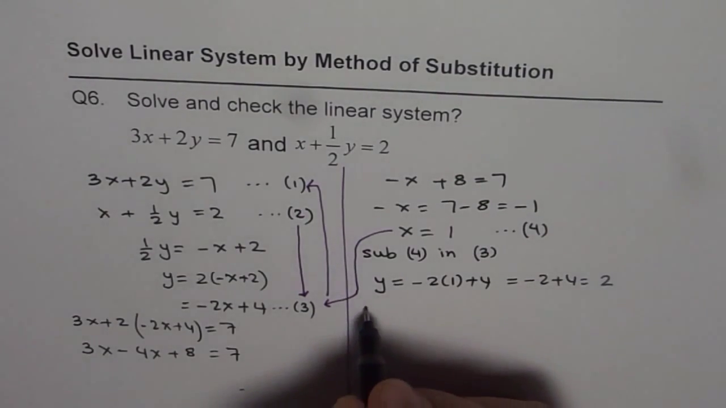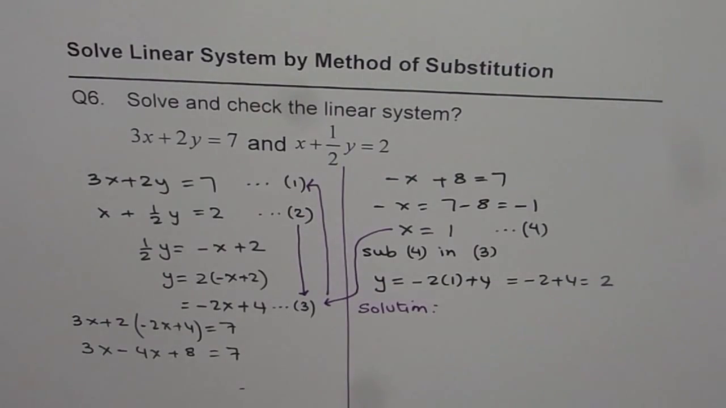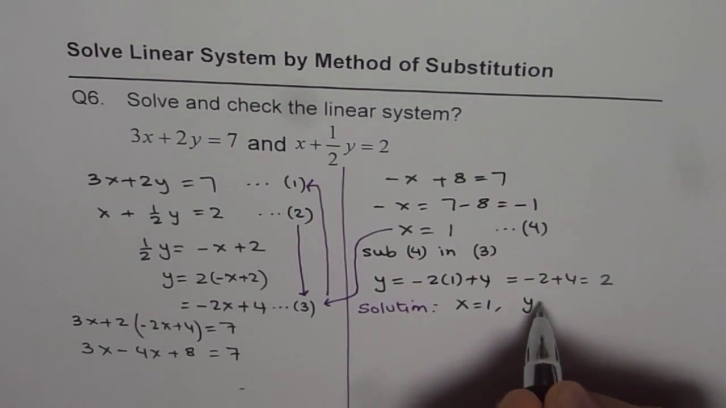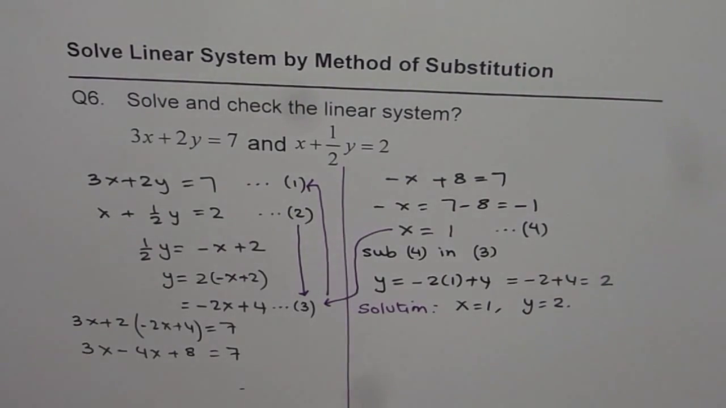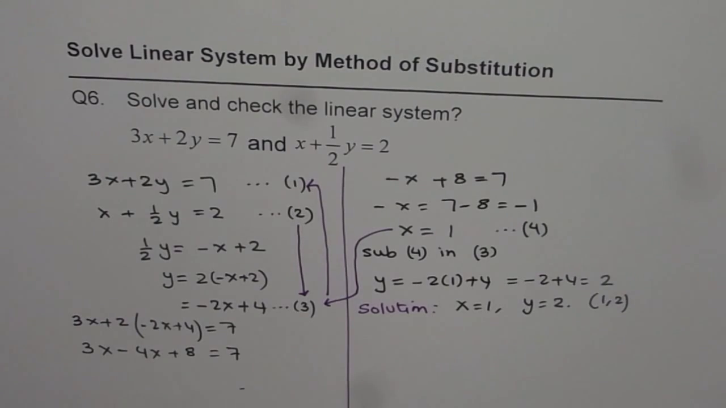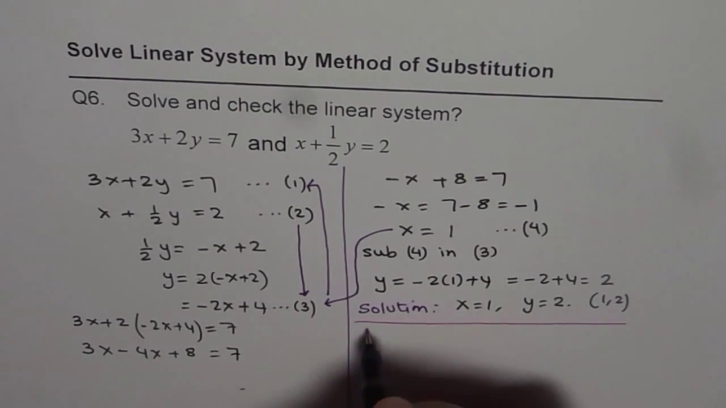So we can write down the solution now. The solution is x equals 1 and y equals 2, right? In coordinate points, we can write this as (1, 2) also. The second part of this question is to check the solution. So let's now check the solution. Let's do part 2, that is to check.